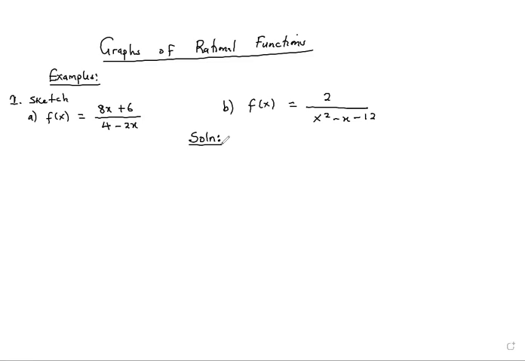So here, 1, f of x is equal to 8x plus 6 over 4 minus 2x. So we're seeing steps. I think they're still important. So let's just redo them. Step 1, we find the vertical asymptote.